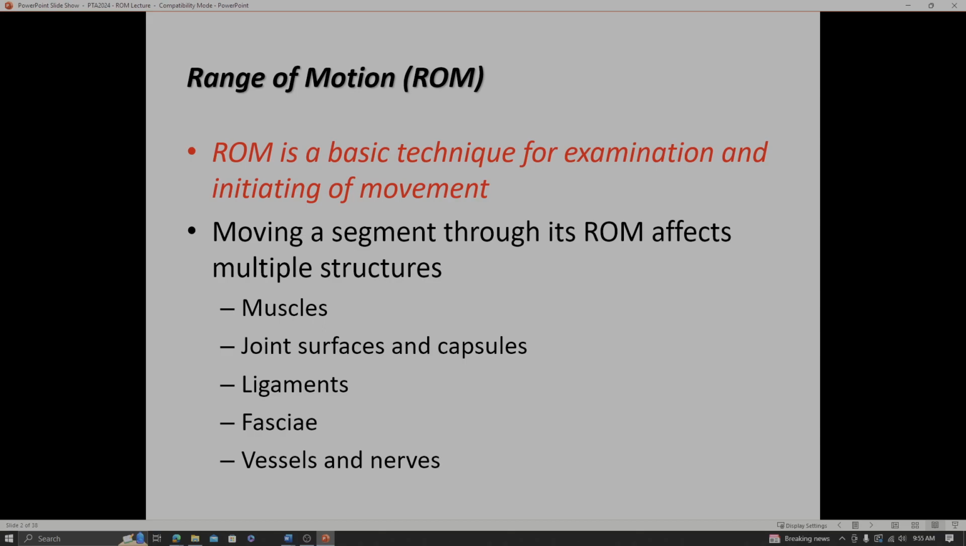And it's going to move a body segment. When we say movement, a body segment is going to move, and its range of motion will affect multiple structures. So it has to do with muscles, joint surfaces, capsules, ligaments, fascia, vessels, nerves, even skin, right? Integument, that's not listed here. So these are some of the systems that will be responsible for contributing to movement, involved in the process of movement, and also potential areas of restriction that can cause loss of range of motion. So all things to consider.